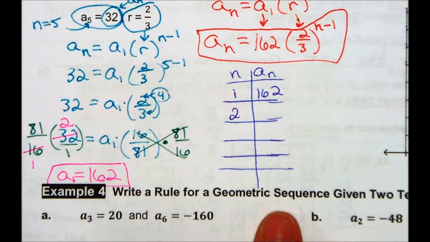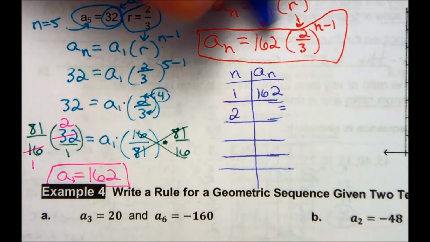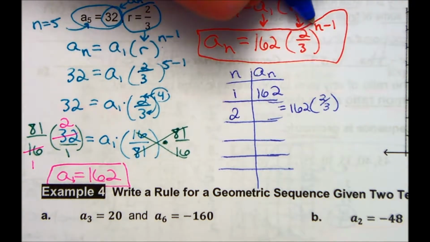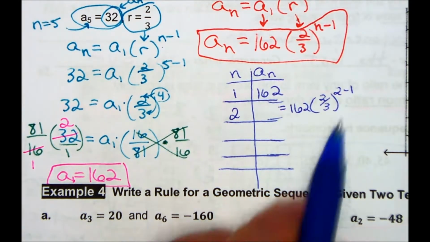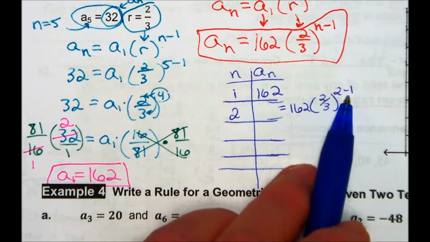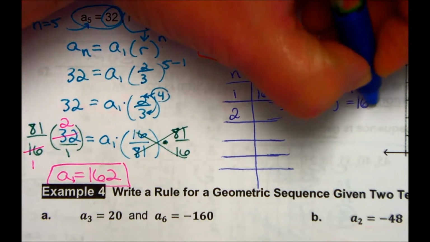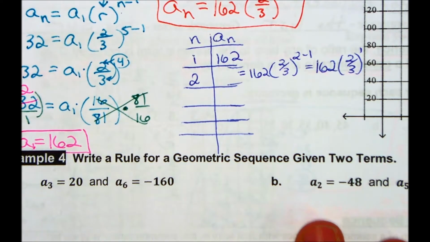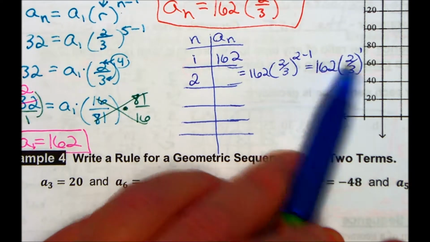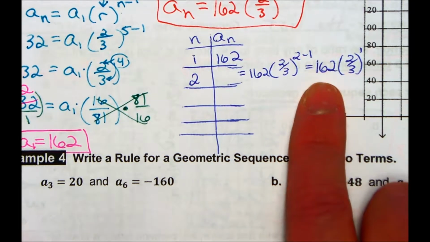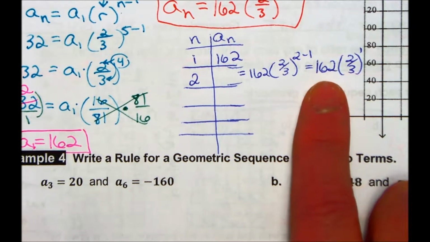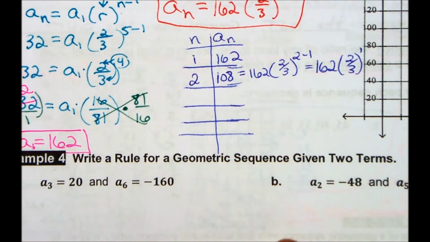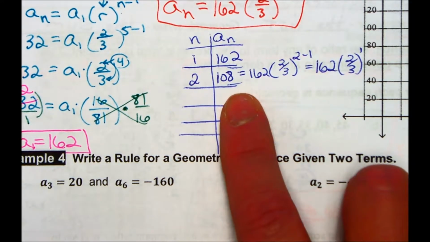Now we have to substitute 2. So over here, I'm going to do the work. 162 times 2/3 to the 2 minus 1 power. So I'm substituting 2 for n. Well, 2 minus 1 is just 1. So basically it's 162 times 2/3 to the first power, which is itself. So then if you take 162 times 2/3, I could probably do this without a calculator, but if you want, use your calculator. Take 162 times 2/3, use that fraction button, and that will simplify to 108. So that's our second point that we're going to graph.